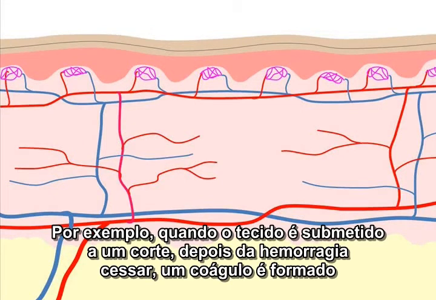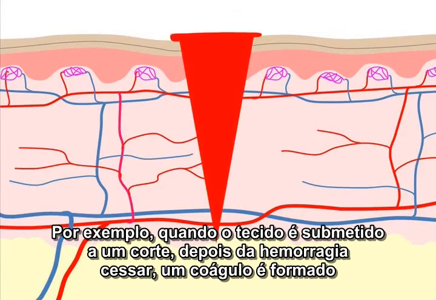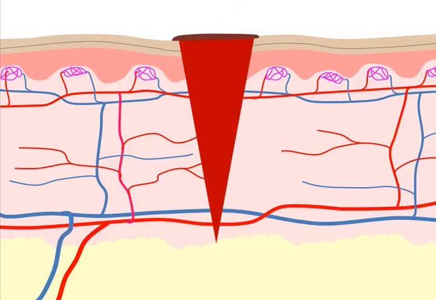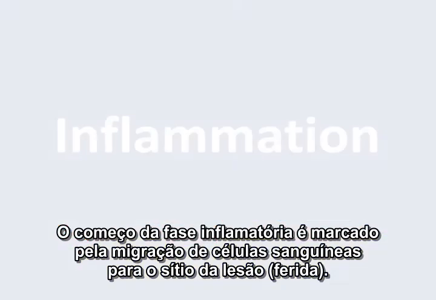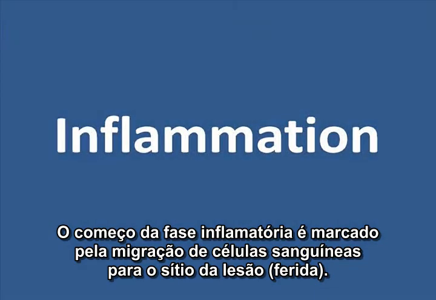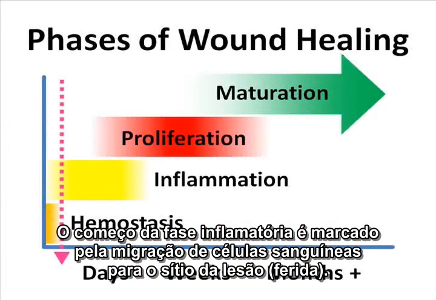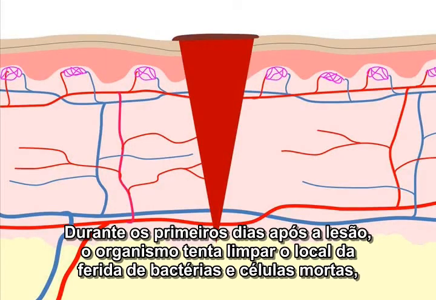So generally speaking, when the skin is injured, for example by a cut or a puncture wound, after the bleeding has stopped, a blood clot is left within the tissue, and a scab will usually form over the wound in the first few days. The beginning of the inflammation phase is marked by the migration of white blood cells into the wound. During the first few days after the injury, the body tries to clean up the wound site.